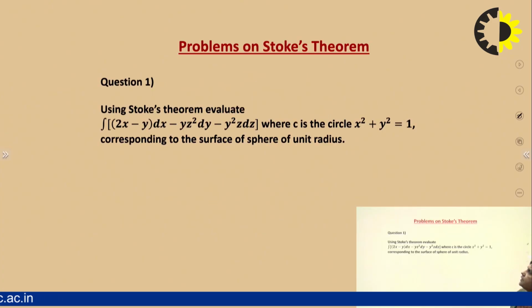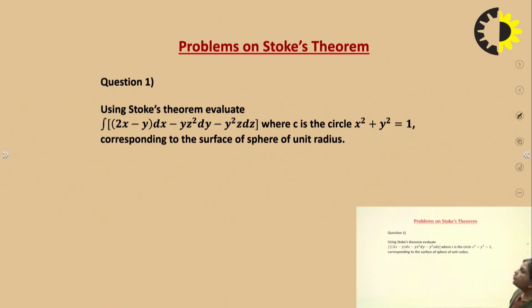Now let us consider one problem related to Stokes theorem. Question number 1: using Stokes theorem, evaluate the line integral of (2x minus y) dx minus y z square dy minus y square z dz, where C is the circle x square plus y square equal to 1, corresponding to the surface of the sphere of unit radius.